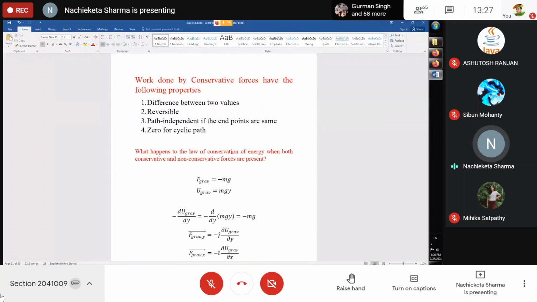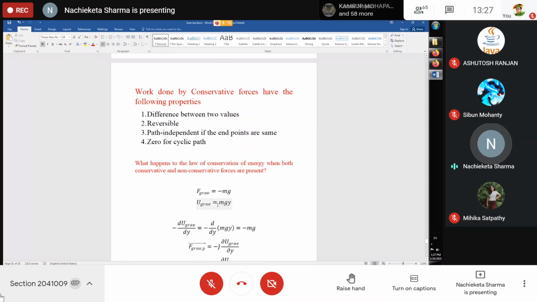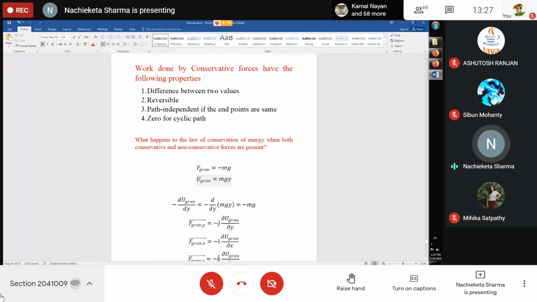we are particularly concerned with two types of forces. One is the gravitational force, which is associated with a gravitational potential energy. And another is the elastic force, which is also associated with a potential energy. The difference is gravitational force is constant and the spring or the elastic force is variable. So now the question is, if F grav, that is the gravitational force, is equal to minus mg, and the gravitational potential energy is equal to mgy, is there a relationship between them?